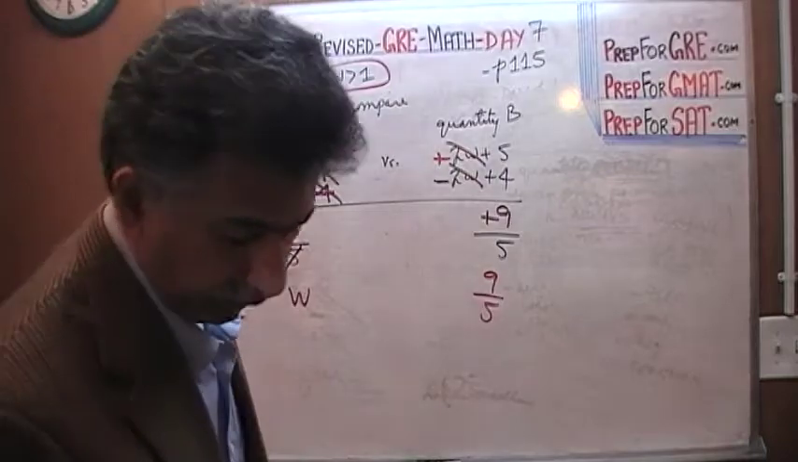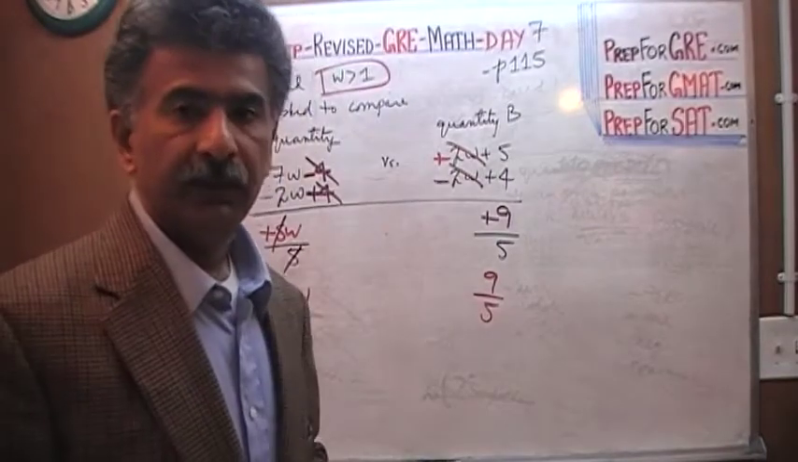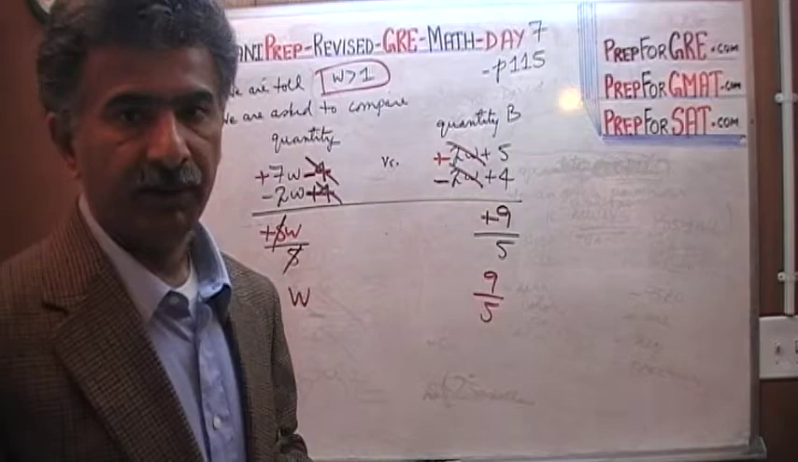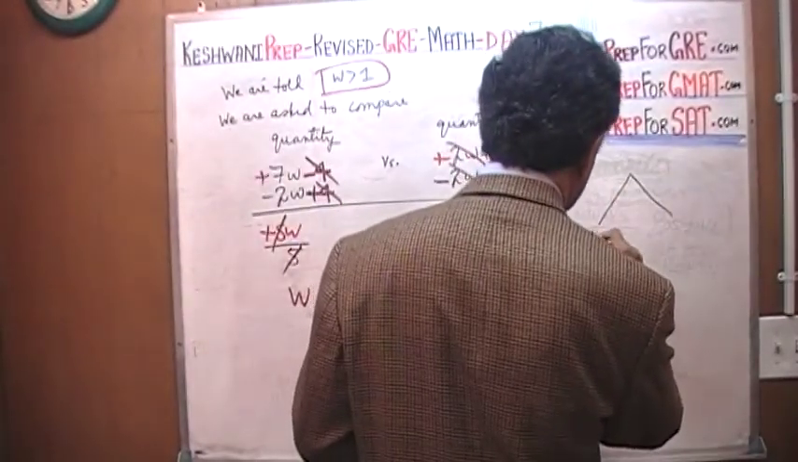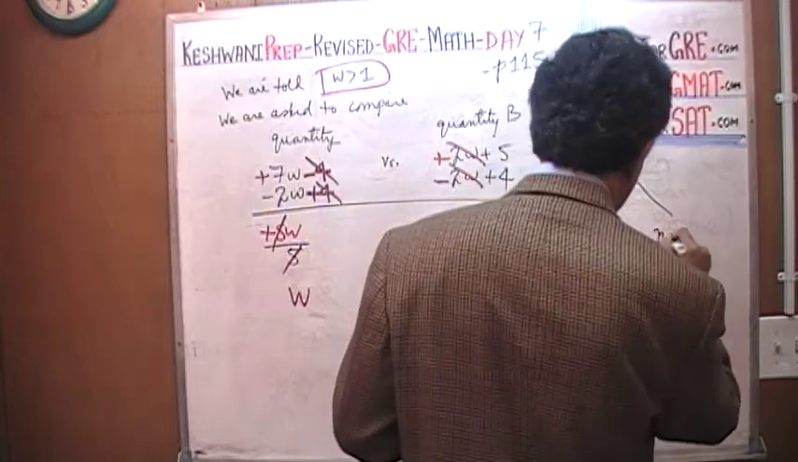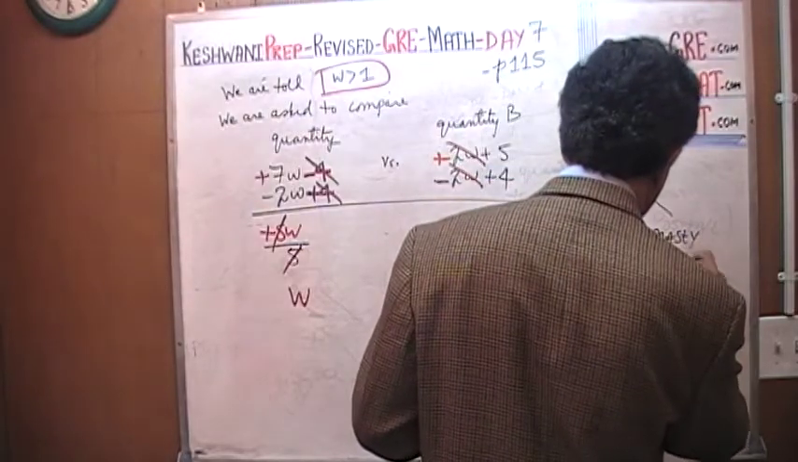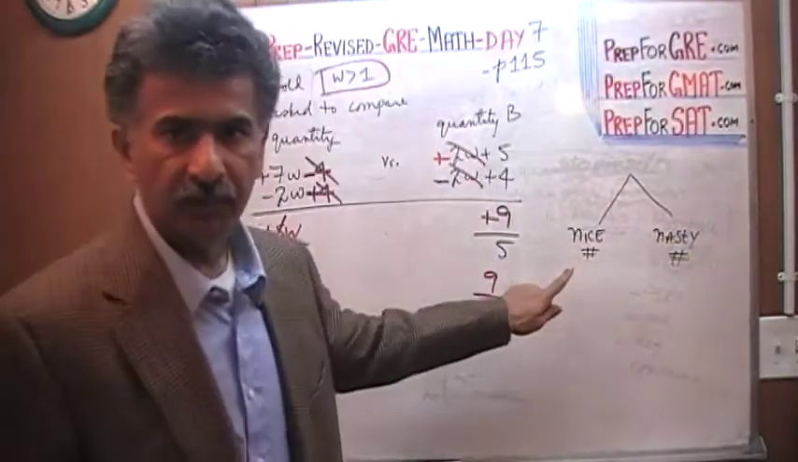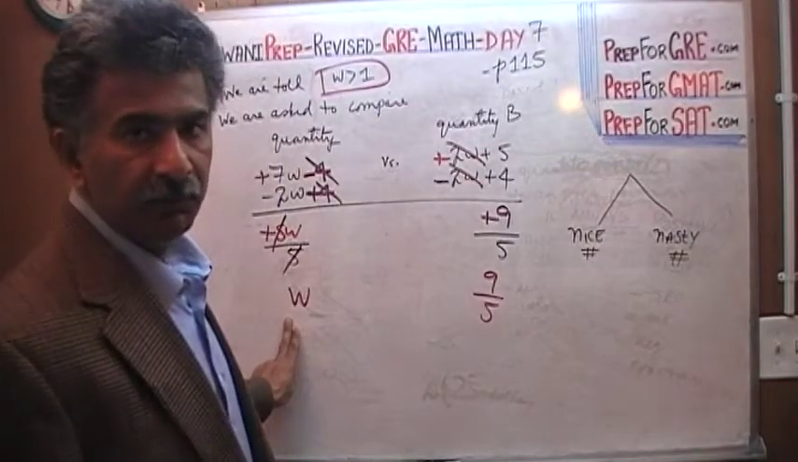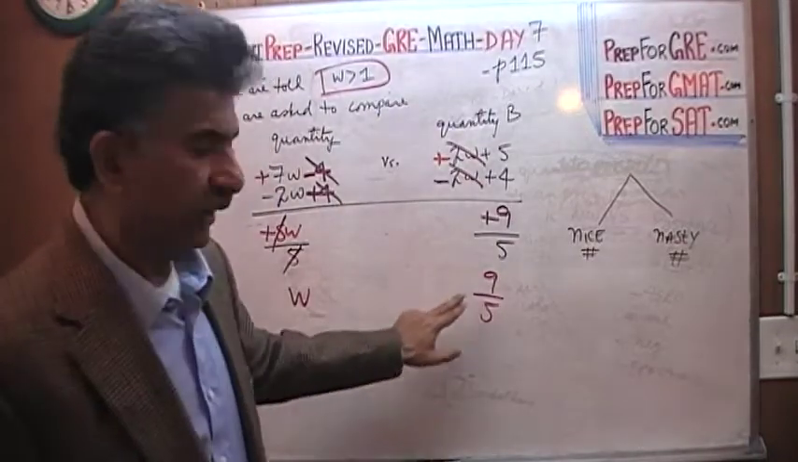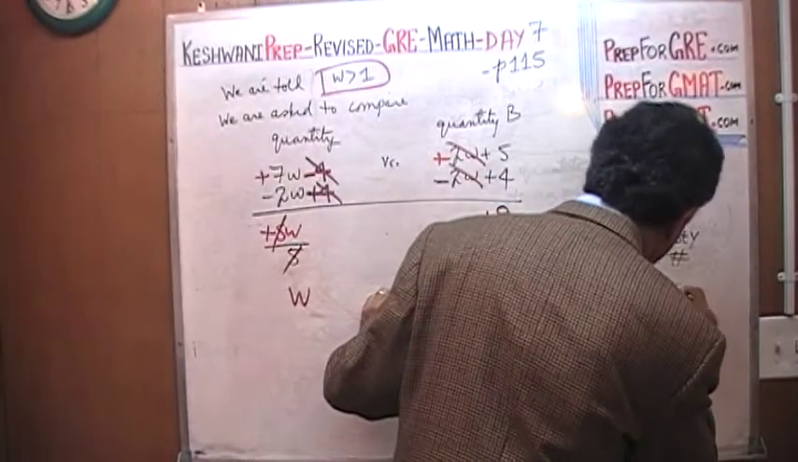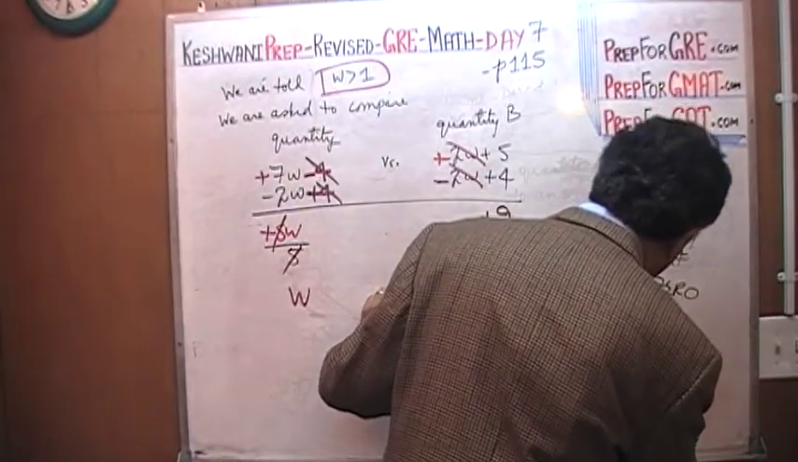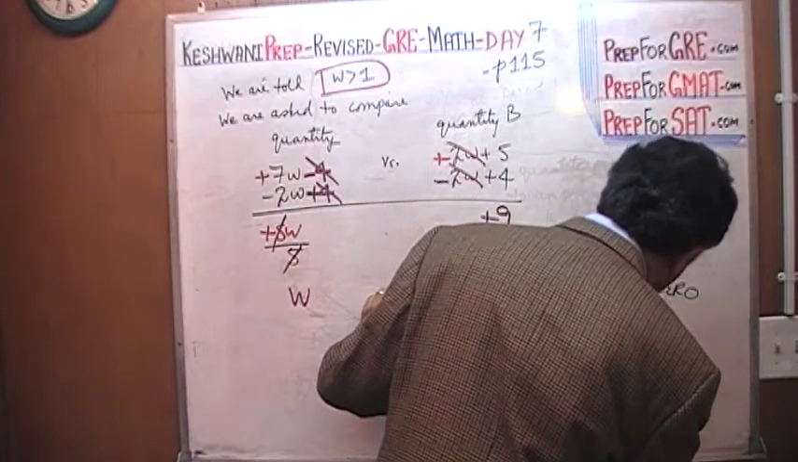You have to slow down and ask yourself, what happens in the weird scenarios, in the wild scenarios, which is nice numbers and nasty numbers. Nice numbers are whole positive numbers like 2 or 3. If W is 2 or 3, then of course that's going to be more than 9 over 5. But what if W happens to be 0 or 1 or negative or fractions?